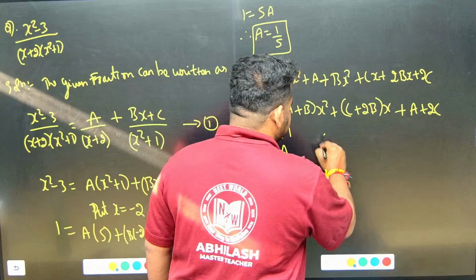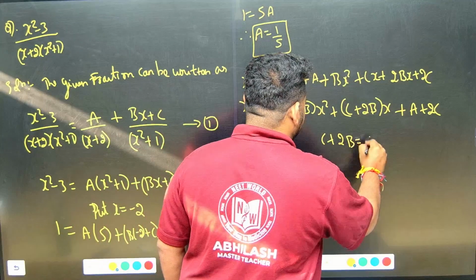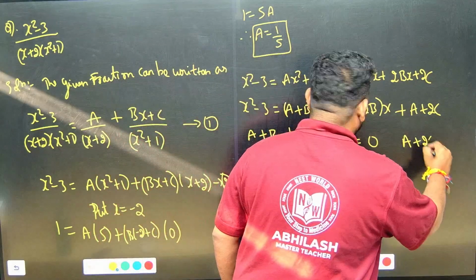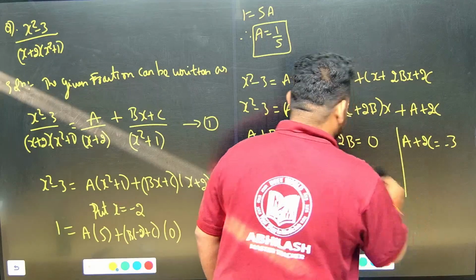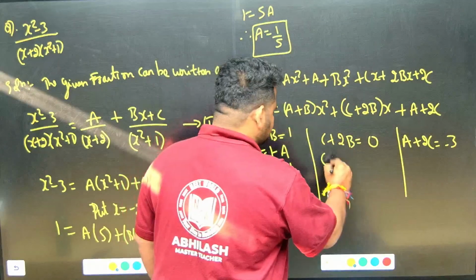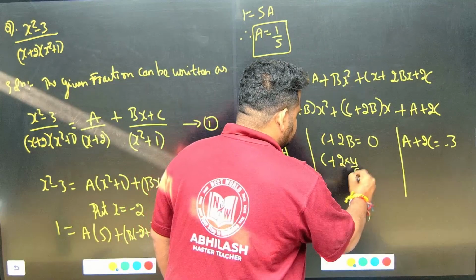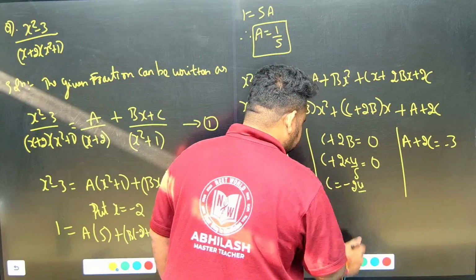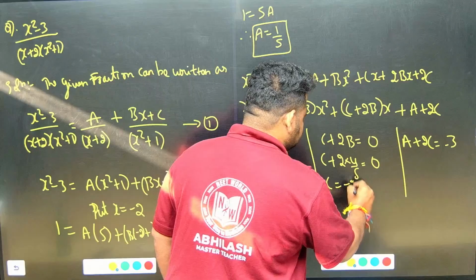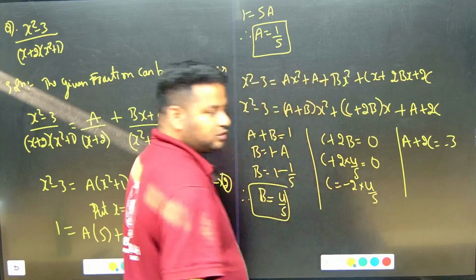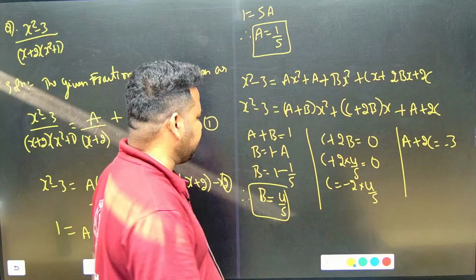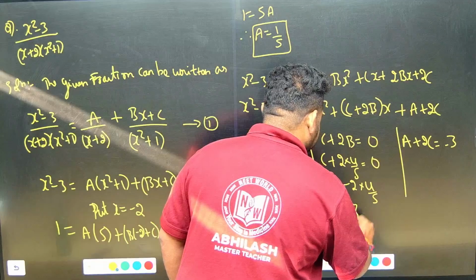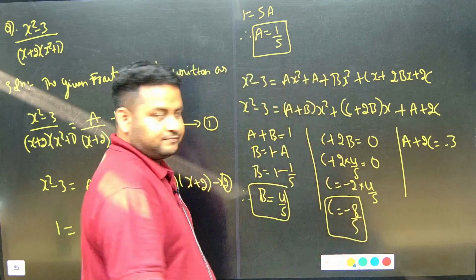Now, the coefficient of x is C + 2B, which is 0, as there is no x term here. The constant is A + 2C, which is equal to −3. So C + 2B = 0, and I can write C = −2B, which is −2 into 4 by 5. So C will be equal to −8 by 5. This is what I have.